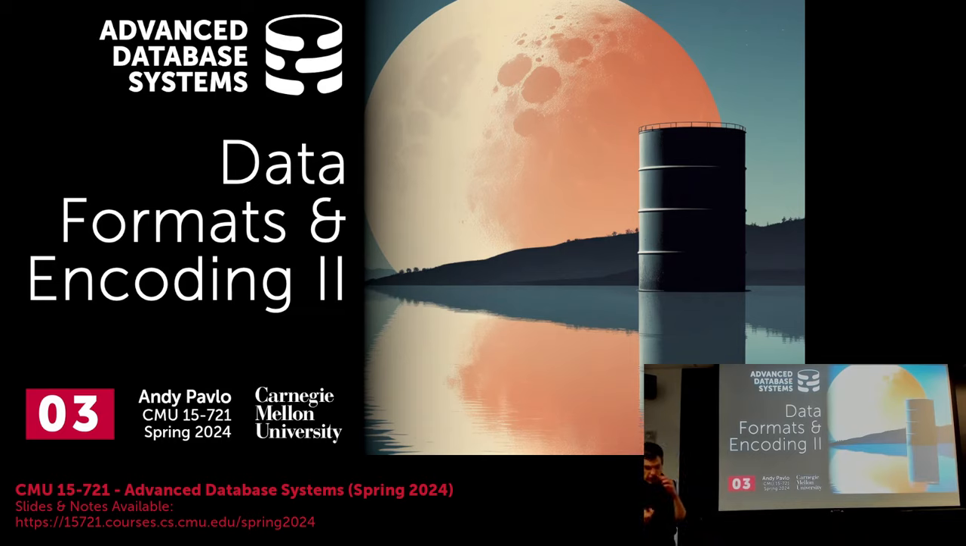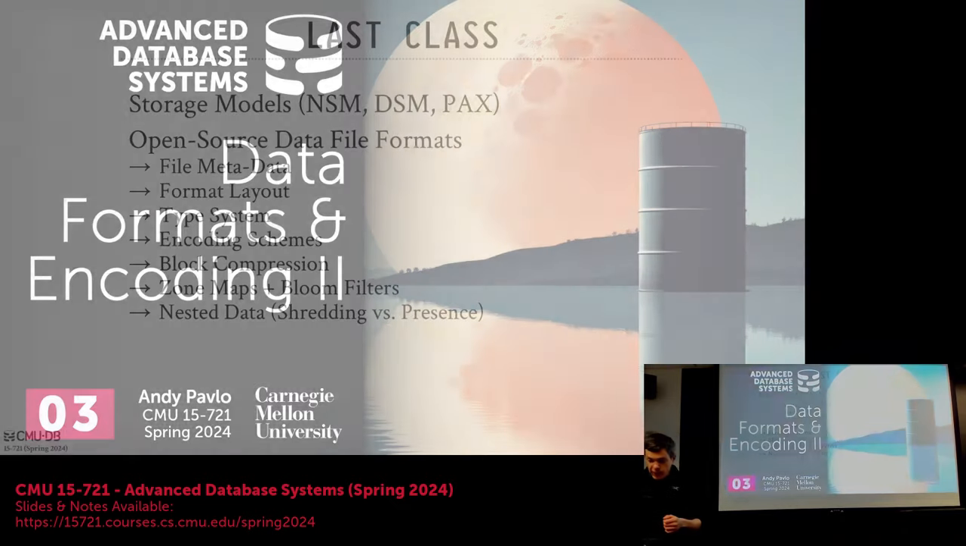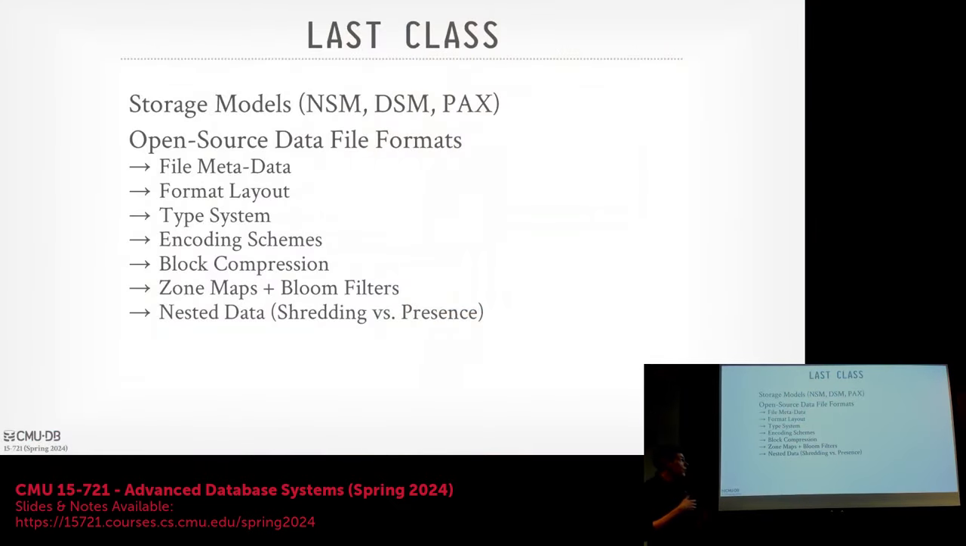All right, so today we're going to pick up where we left off last class, talking about what data files actually look like, what actual data looks like. And so recall from last class, we talked about the different storage models you'd have: NSM or row storage, DSM, column, like pure column store. And then as I said, everything is pretty much PAX these days.